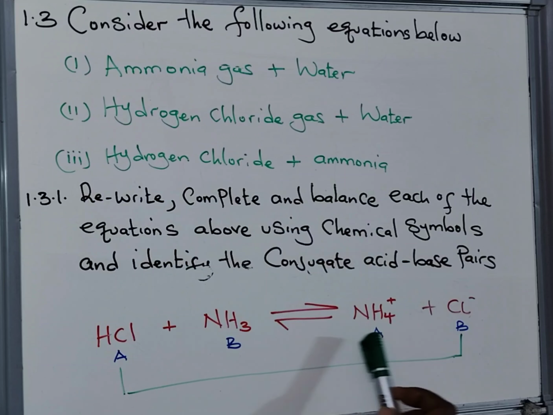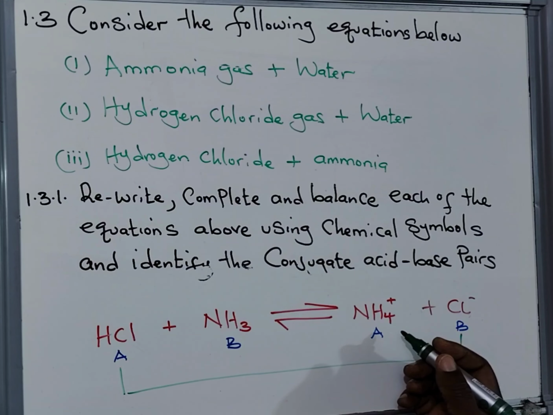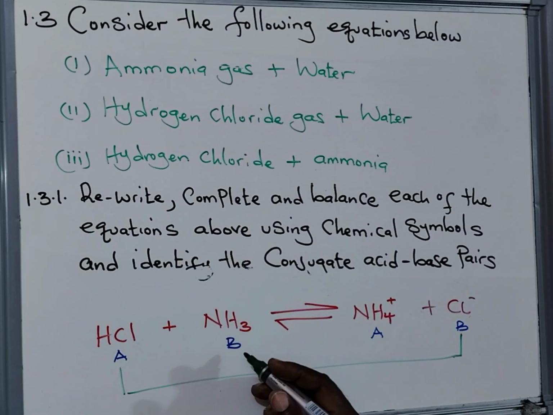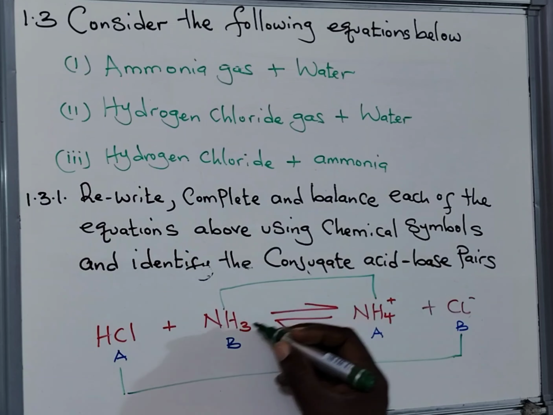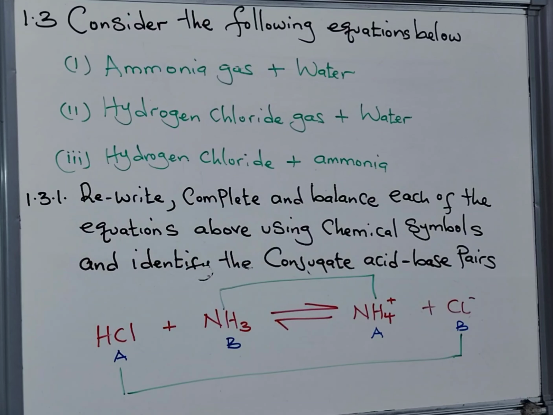And when you look at these two, you'll find that this one has an extra H which is missing in this one. So the two are conjugate acid-base pairs. So that is it.